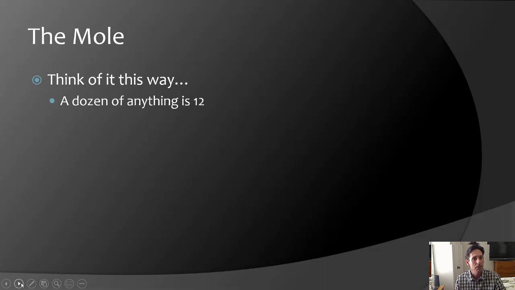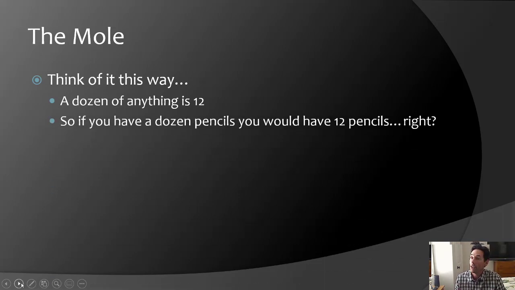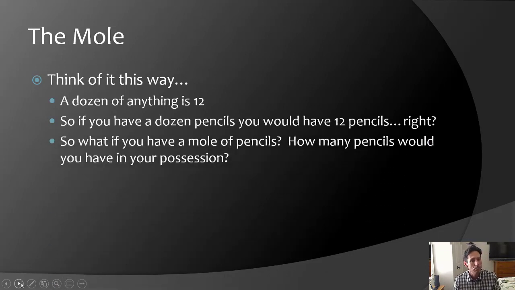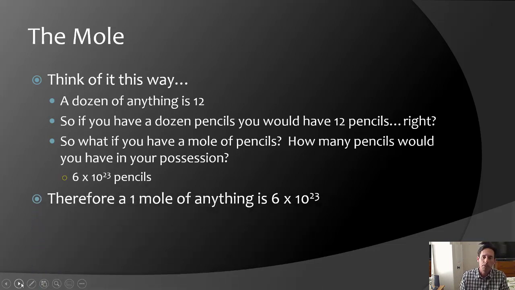So again, think of it as like a dozen. A dozen of anything means 12. So if you have a dozen pencils, you would have 12 pencils, okay? So what if you have a mole of pencils? 6 times 10 to the 23 pencils. That's a lot of pencils, okay? So therefore, 1 mole of anything is 6 times 10 to the 23rd.